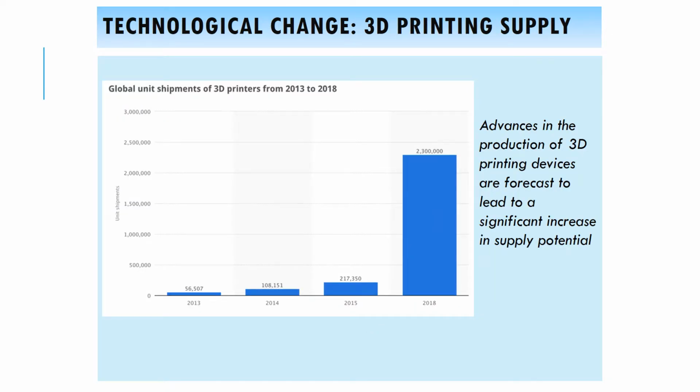Technological change also might have an impact. The increase in 3D printers, for example, may make there more business opportunities and lead to a significant increase in supply potential for many firms. It could also lower their costs, and this would cause the supply curve to shift to the right, an increase in supply.